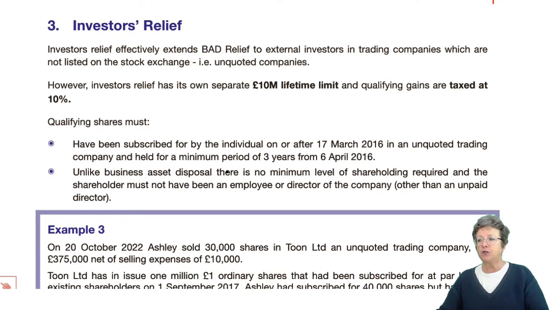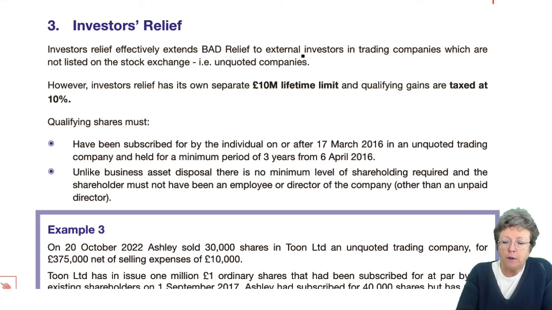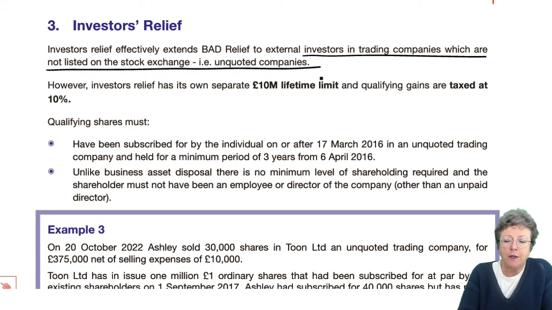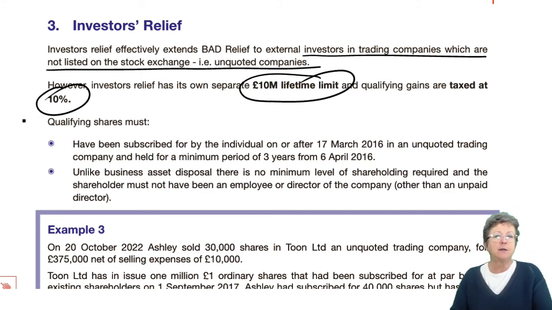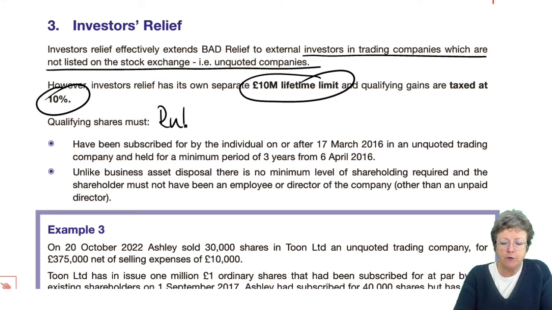Now, investors' relief is also a tax rate reducer, and it's an extension of the BAD relief. And it's available to investors in trading companies which are not listed on the stock exchange, so unquoted companies. We have a £10 million lifetime limit and everything's taxed at 10%. So it's quite an extension to the BAD relief, quite an extension. Rules and conditions.